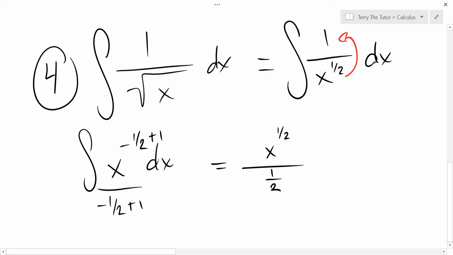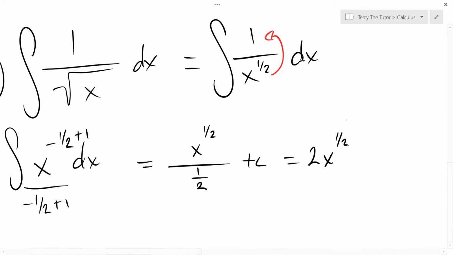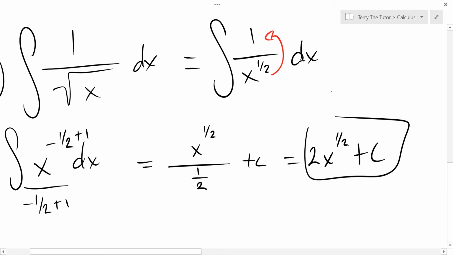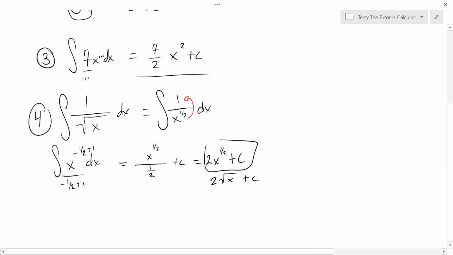And when you divide by 1/2, that's the same as multiplying by 2. So we've got, we're going to multiply by 2, x to the 1/2. We're going to say plus c, and that should suffice. Or we could, of course, write it as a radical, 2 square root of x plus c. That's actually probably a better answer.